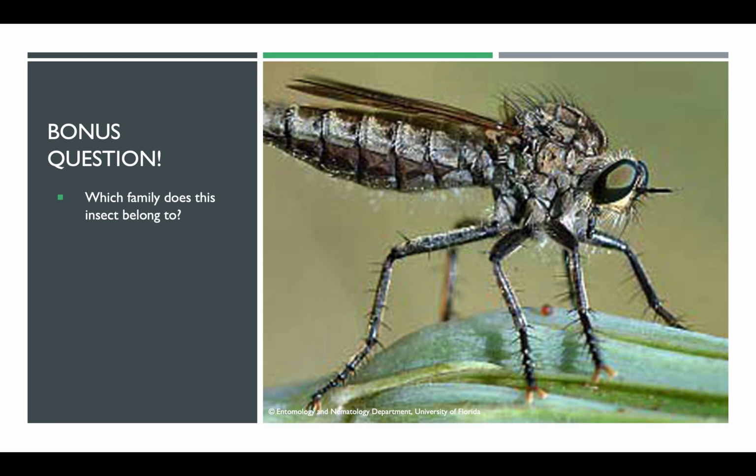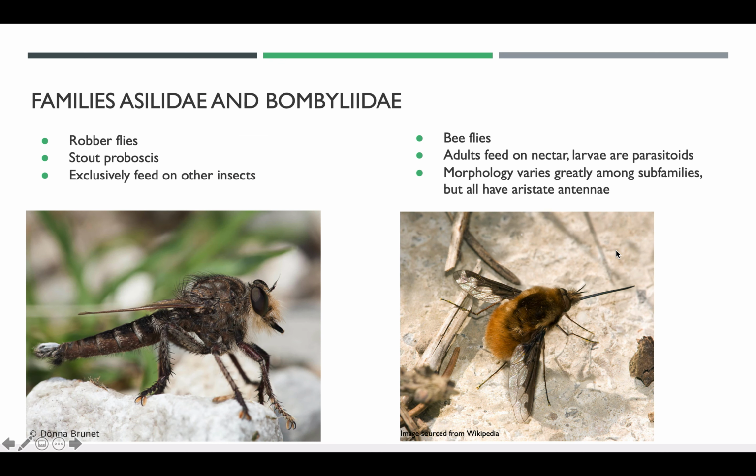We covered them a little quickly, but yes, this is a robber fly. Again, it looks very distinct compared to other dipterans. It has this very obvious hump in its thorax and a long abdomen. You can tell by its stout proboscis that it is a robber fly, and it will eat other insects. And yep, here we go, just an overview of that.